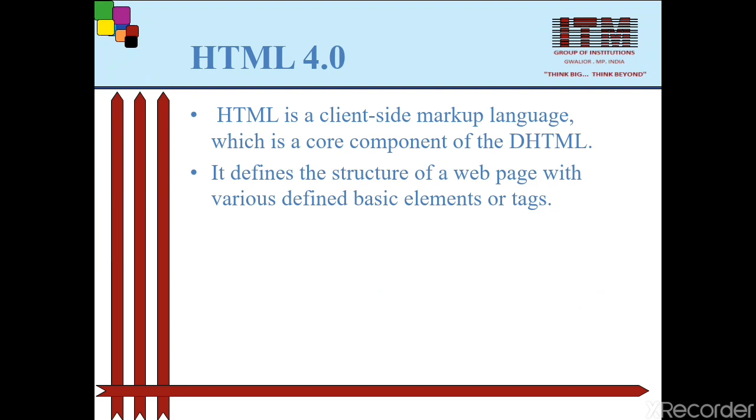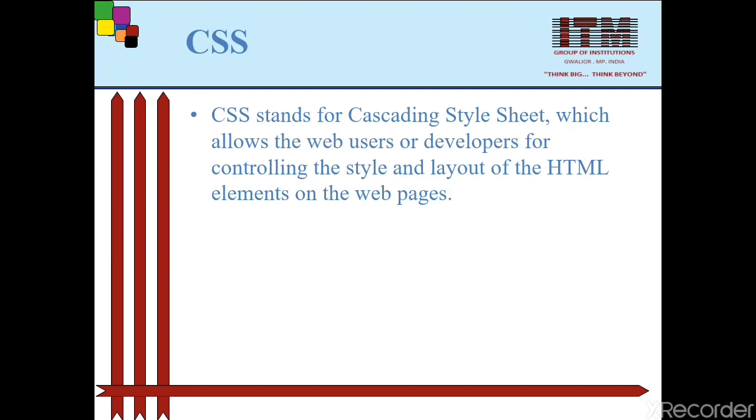Basically, HTML is a client-side markup language which is a core component of DHTML because it defines the structure of a web page with various defined basic elements or tags. Like in HTML, there are head, title, body, heading, and different important types of tags which are used in HTML for creating a web page.